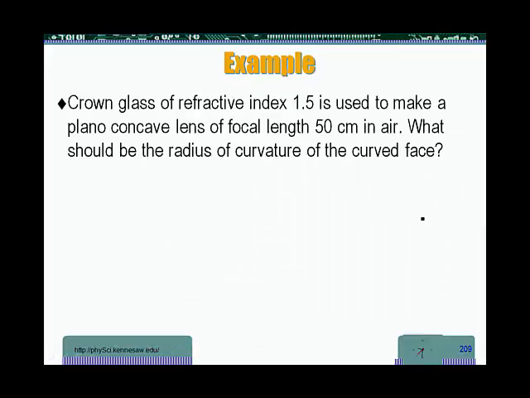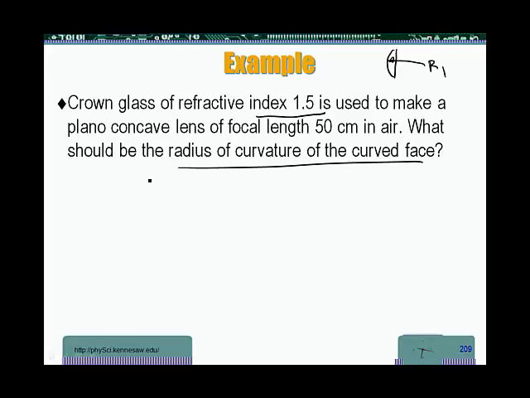Okay, let's discuss this other question. We have glass of a refractive index of 1.5 used to make a plano convex lens of focal length 50 centimeters in air. What should be the radius of curvature of the curved surface? So this is the kind of lens that we have. And we are asked to find the radius of curvature of that surface, R1, when we use the lens in air.